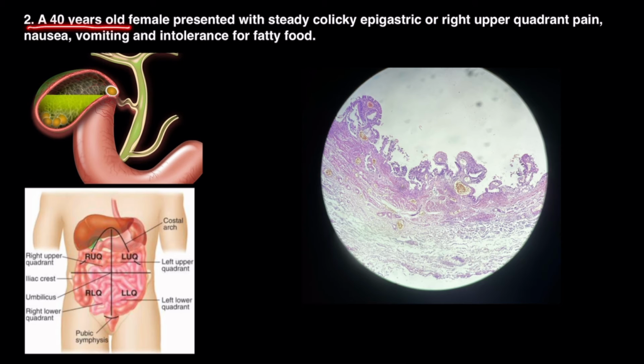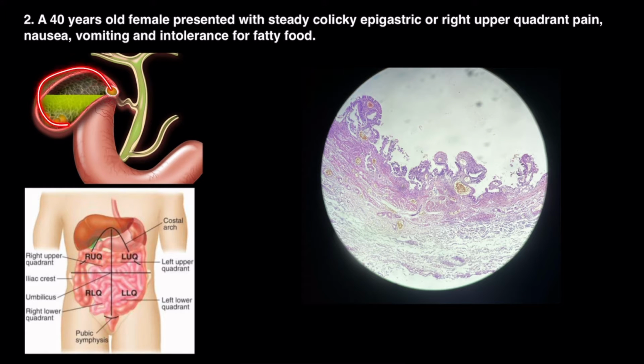A 40 years old female is presented with steady colicky epigastric or right upper quadrant pain, nausea, vomiting, and intolerance for fatty food. So there is right upper quadrant pain. The right upper quadrant contains your gallbladder. Here's your gallbladder and then here's your cystic duct. The gallbladder stores bile produced by your liver. Bile is responsible for the digestion of fat.